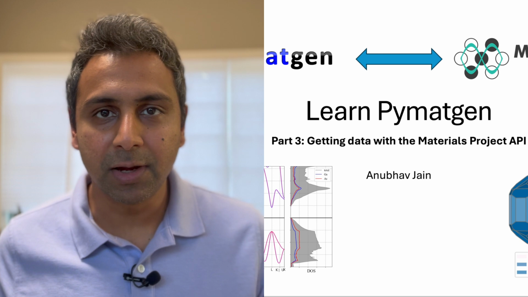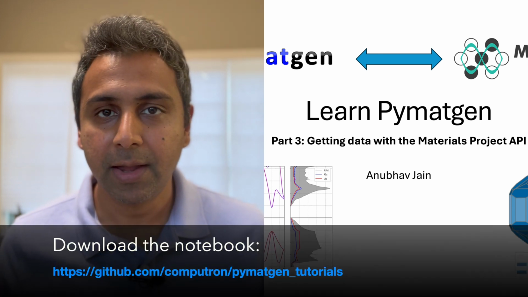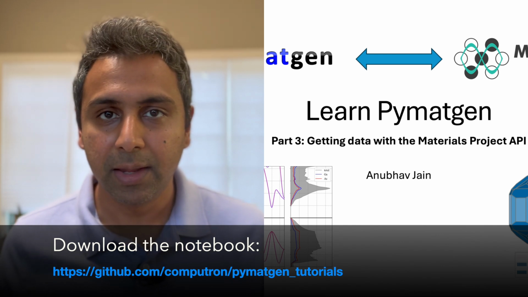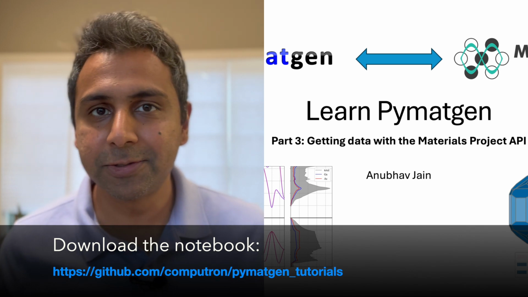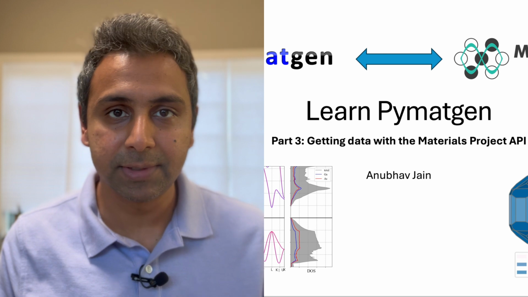In this part, we'll talk about how to use pymatgen to get data from the Materials Project database. So this will allow you to find materials that meet certain property criteria. It will allow you to get their crystal structures, their band structures, their elastic tensors, and a whole bunch of other properties that you might be interested in.